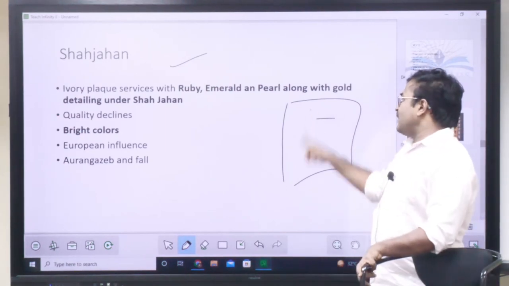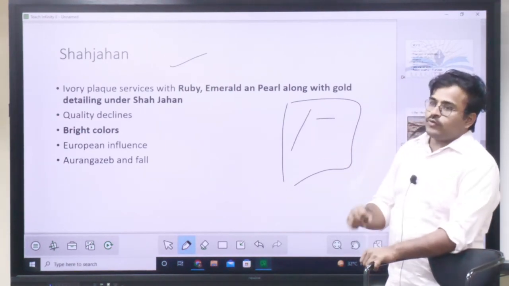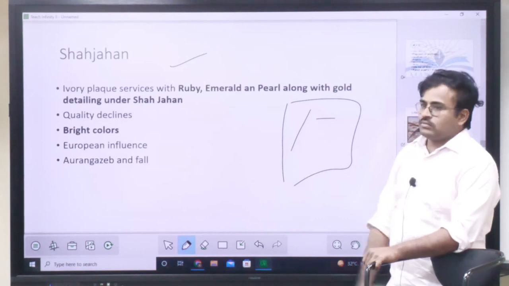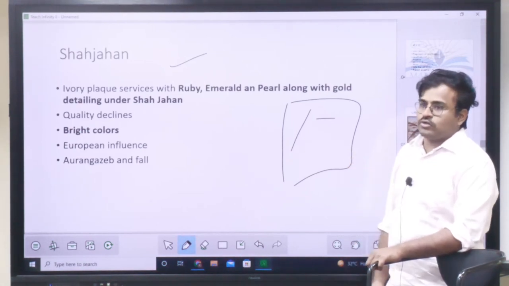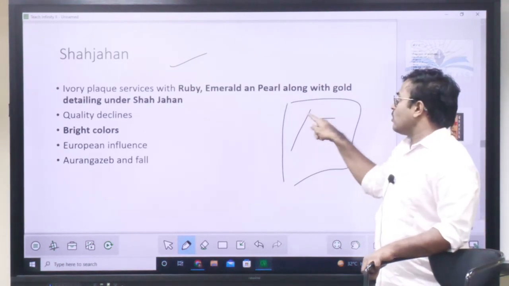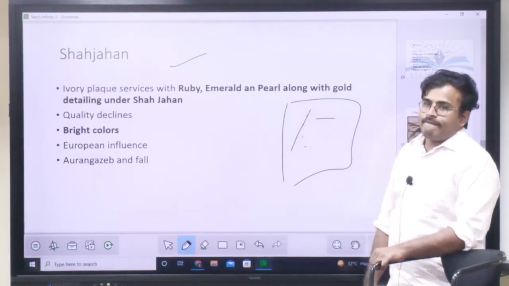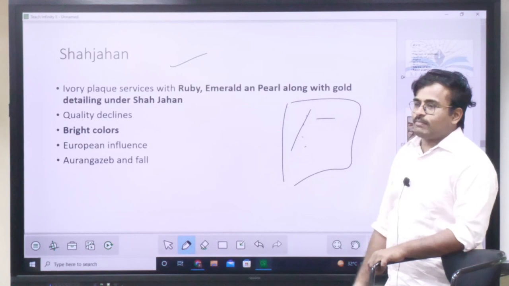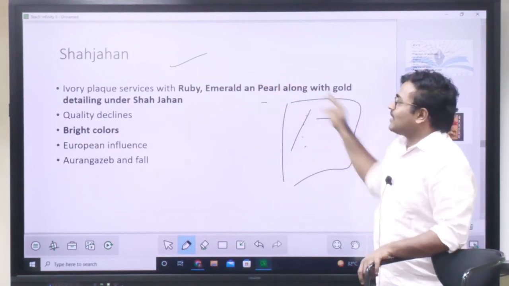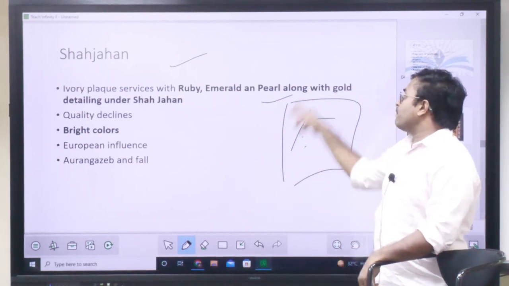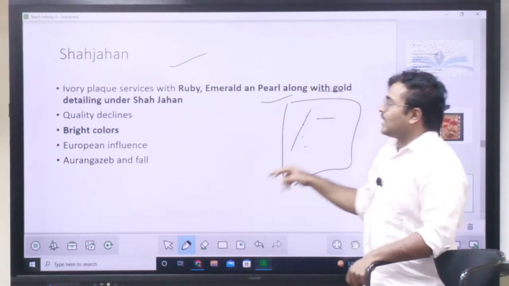Then along with that, in his paintings, he started using melted gold and silver profusely, along with diamonds and other costly stones, which he started embedding on the ivory paintings. So this is how he wasted the public money. Ivory plaque with ruby, emerald and pearl along with gold detailing under Shah Jahan.